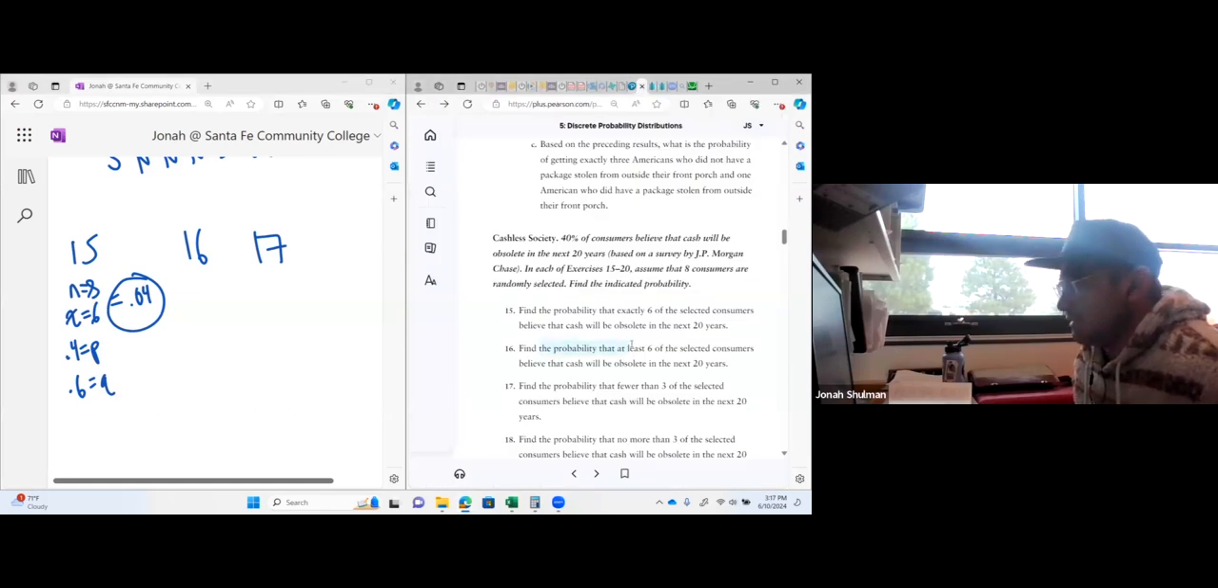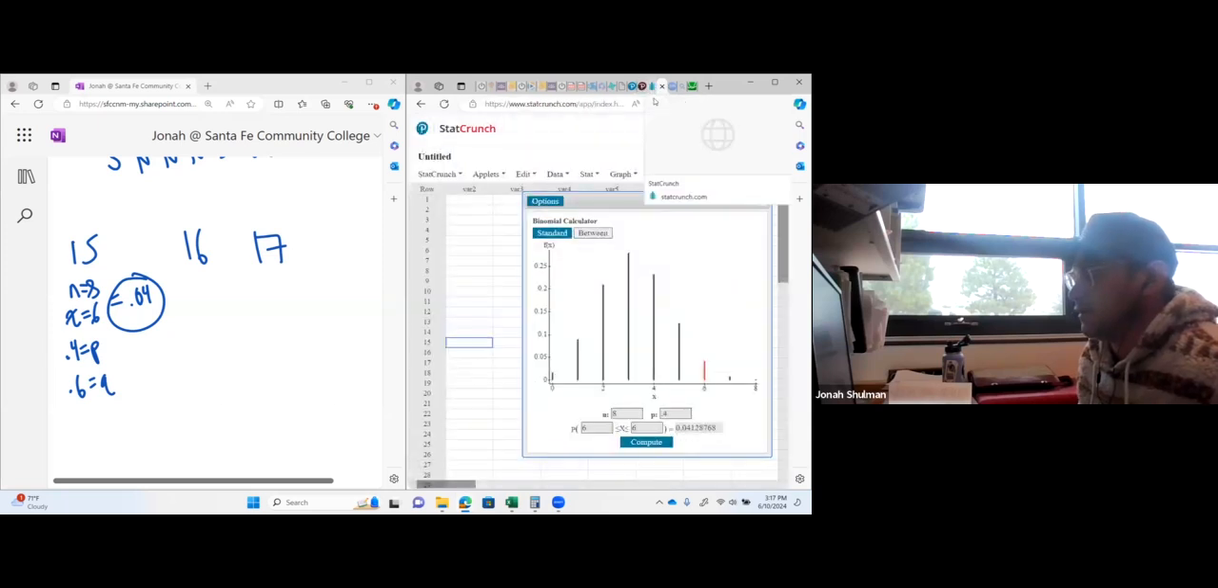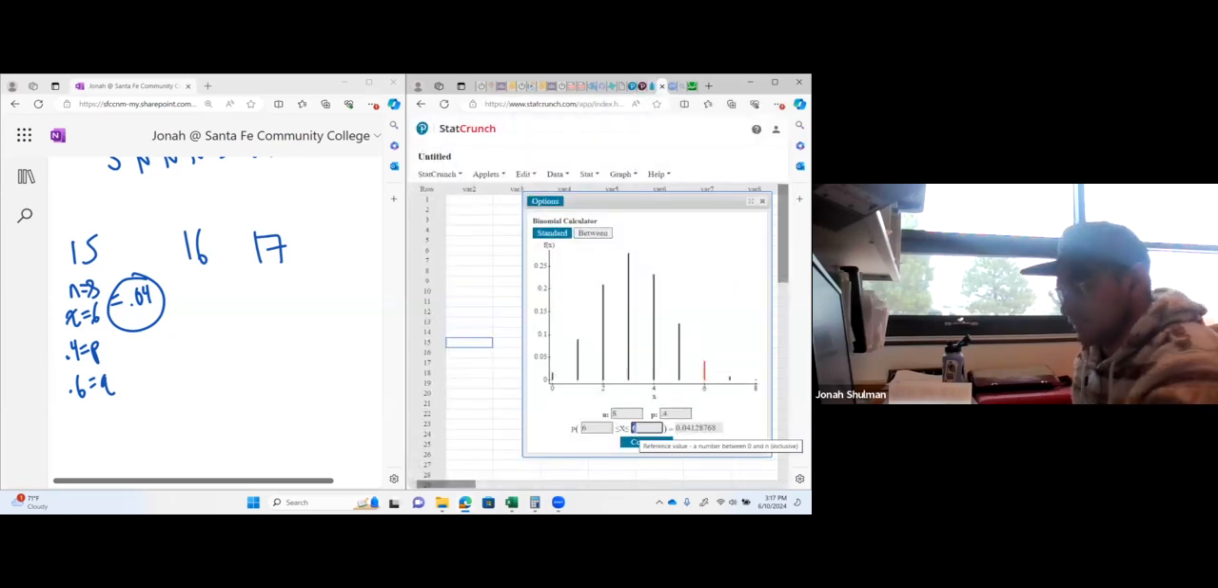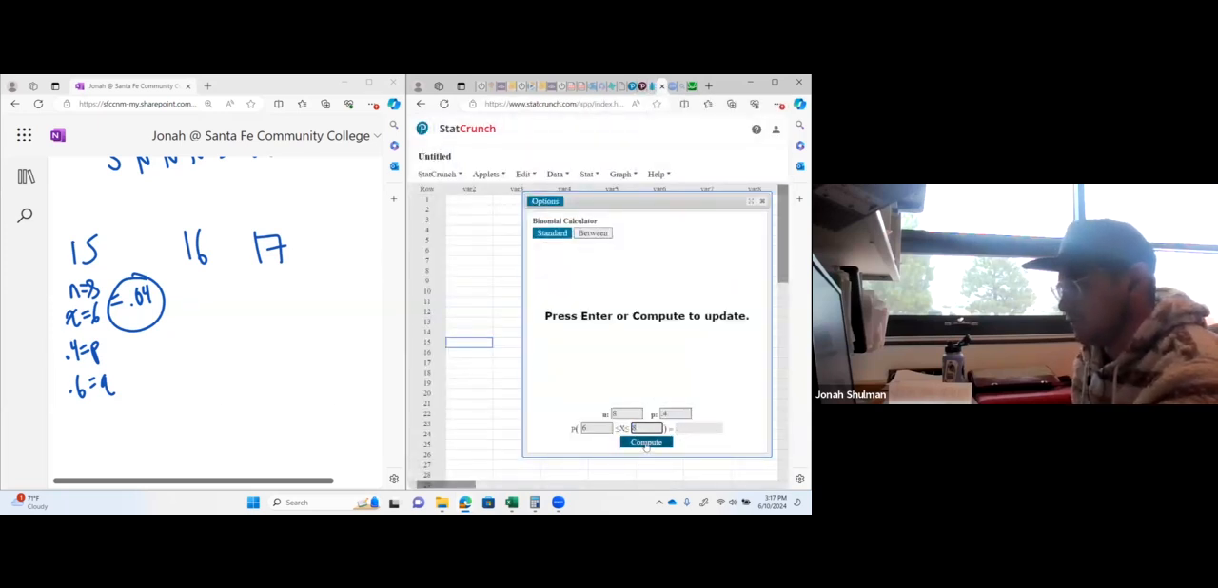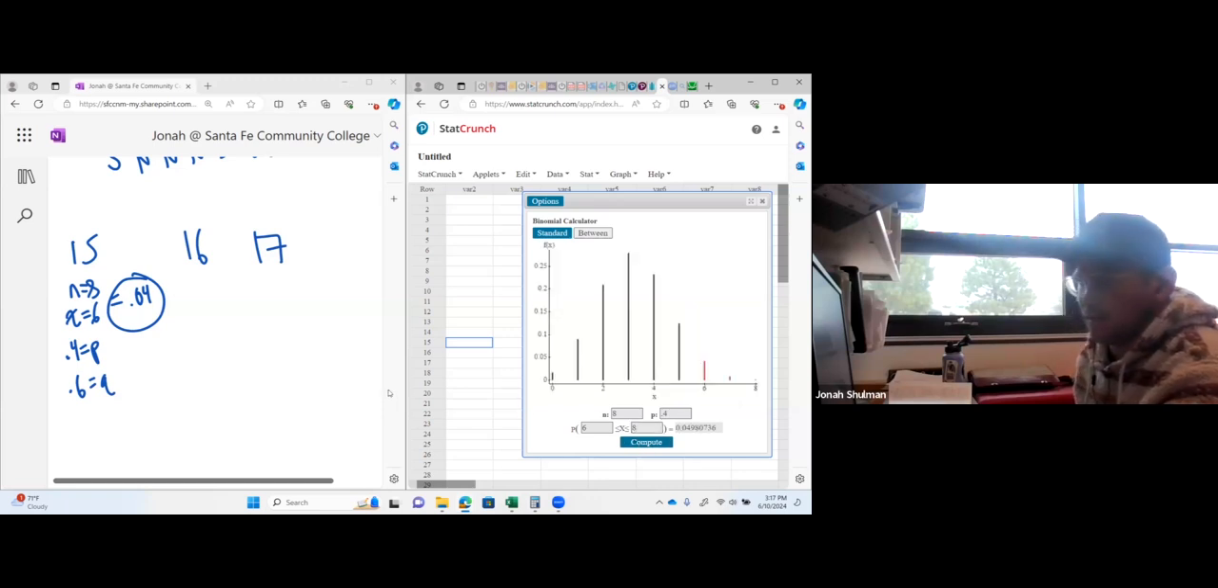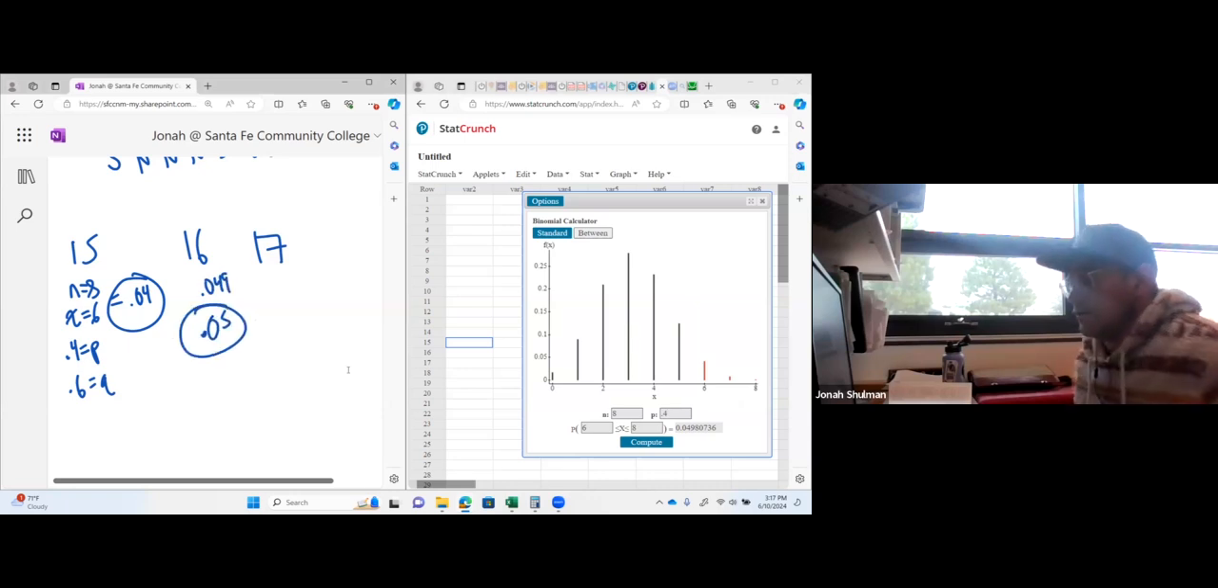Find the probability that at least 6. All right, so at least 6. So that could be what? 6, 7, or 8. So we go back here. I want between 6 and 8 for this value. 6, 7, or 8. So now it's 0.049, which is about 0.05. This is 6 people doing it, 7 people doing it, or 8 people doing it.